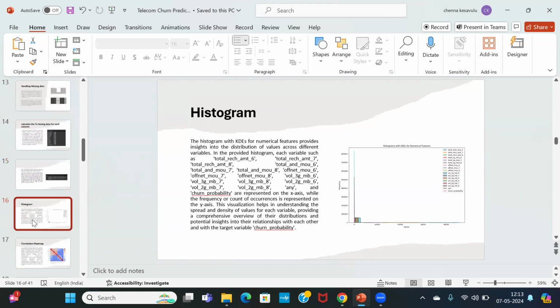So welcome to the histogram that is presented over here with kernel density estimates. For numerical features, it provides insights into the distribution of values across different variables. Each variable that we have discussed earlier is represented on the x-axis, while the frequency or count of occurrences is represented on the y-axis. This visualization helps understand the spread and density of values for each variable, offering a comprehensive overview of distributions and potential insights into the relationships with each other and the target variable, churn probability.